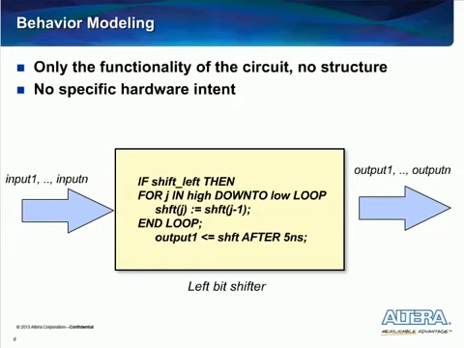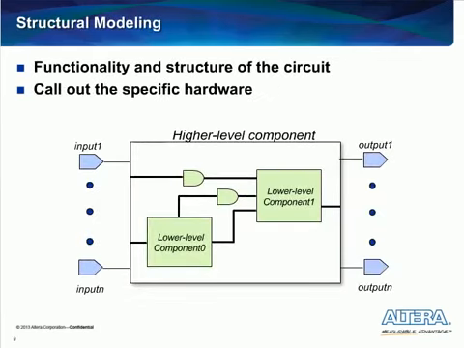Behavioral modeling specifies only the functionality of a circuit, but does not actually indicate the actual structure of the circuit. The relationship between a component's inputs and outputs is clearly defined, but only at a high level. The actual circuit implementation is left up to the interpretation of the compiler. Structural modeling, like behavioral modeling, specifies the functionality of a circuit, but it goes further and calls out specific hardware implementation, including building blocks and their connections.